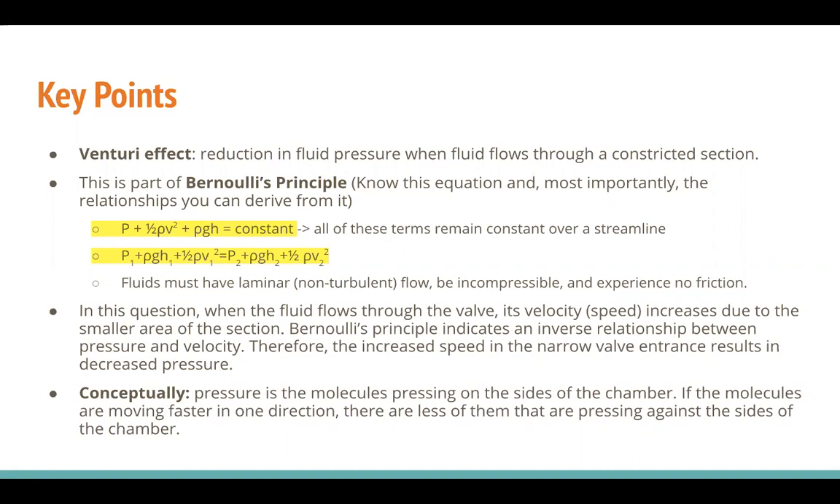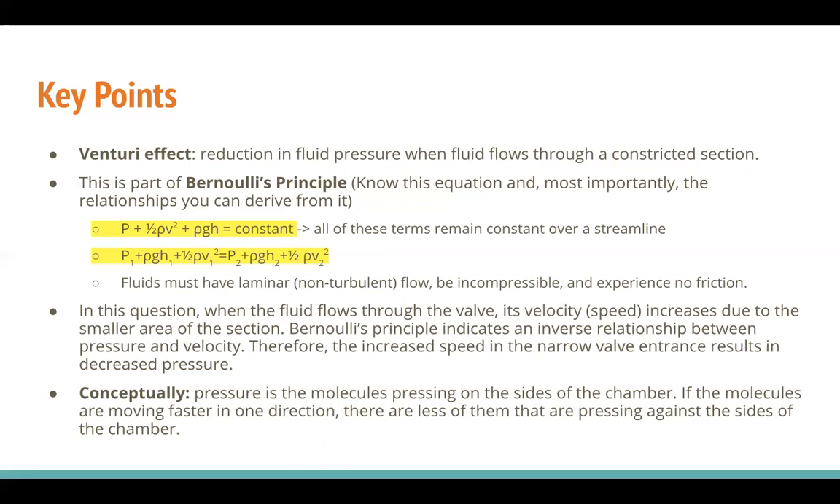Anyways, in regards to this question, when the fluid flows through the valve, its velocity or speed increases due to the smaller area of the section. Because the area is smaller, all of the fluid is forced through that smaller area from a wider area, which causes it to go faster. Bernoulli's principle indicates an inverse relationship between the pressure and the velocity. This means that as the velocity increases, the pressure decreases. So basically, when the area is smaller, the pressure is also smaller.